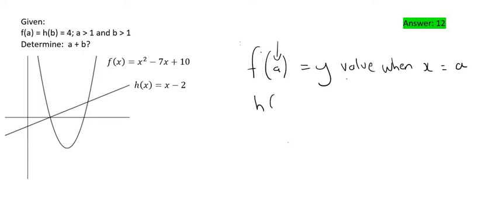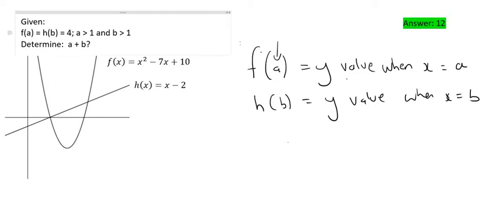Then they tell us that that's equal to h of b. So that's going to be a y value when x is equal to b. Okay, so that part's extremely important. And they tell us that f of a is equal to h of b, which is equal to 4. So the y values of both of those graphs are equal to 4 when x is equal to a in the parabola and when x is equal to b in the straight line.